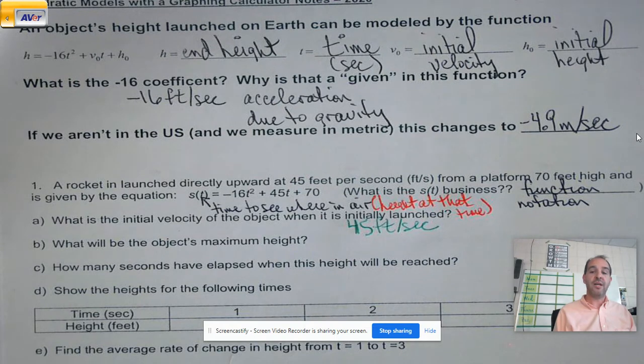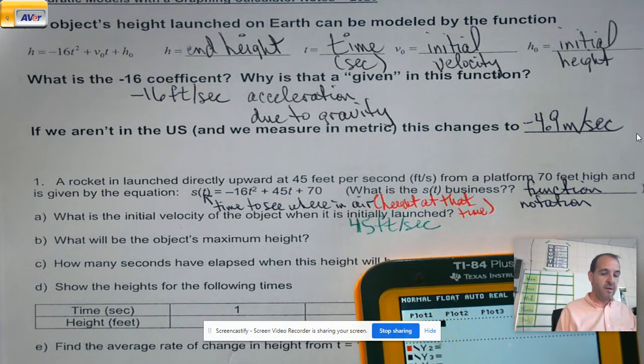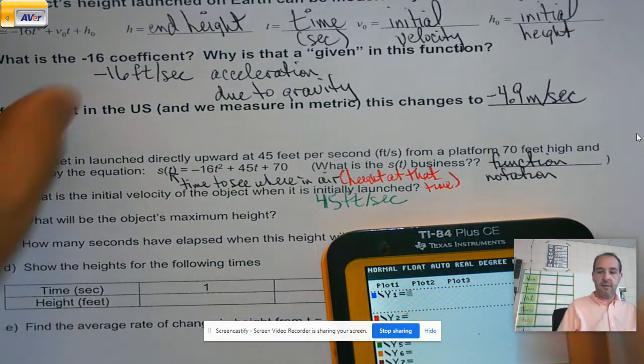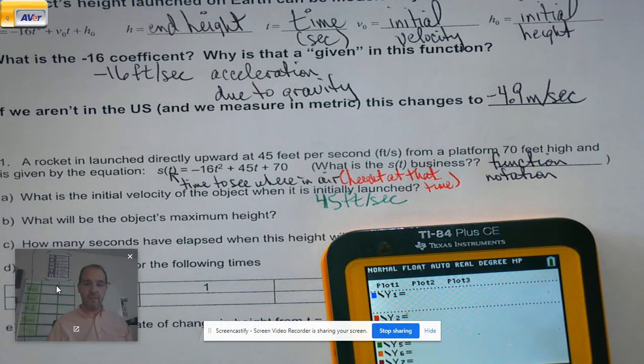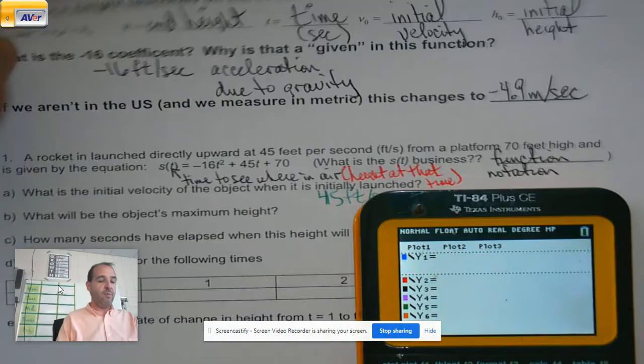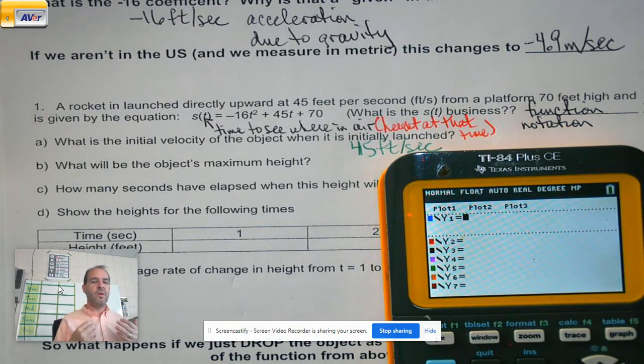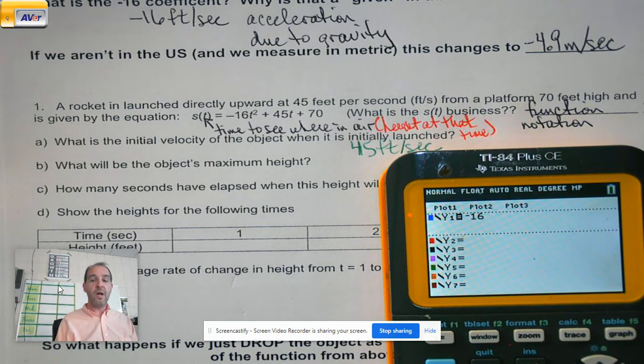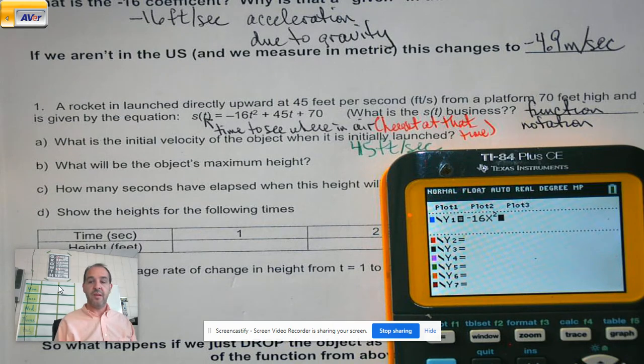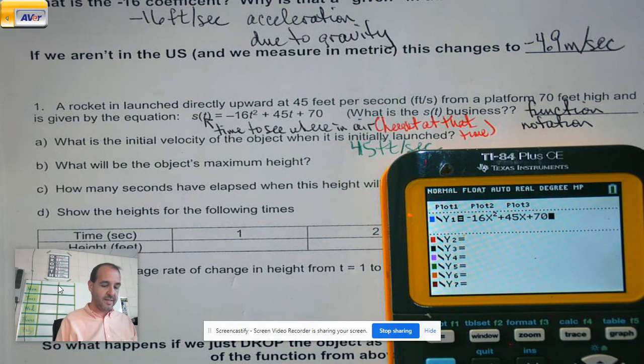What will be the object's maximum height? Now this is a little different. Now we got to get creative. So here's what we're going to do. We're going to pull out our calculator here. I'm going to move me. I don't need to be over there. We're going to let the calculator help us on some things, even though we're going to learn there's a few tricks to the trade. Doesn't there always seem to be? We don't have t here, so we're going to use x. So negative 16x squared plus 45x plus 70.